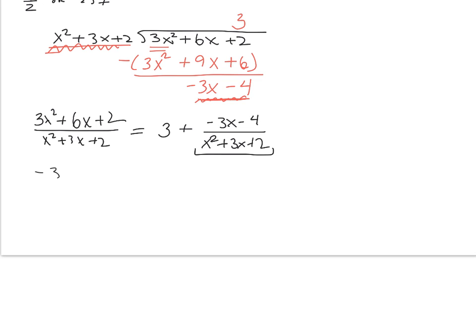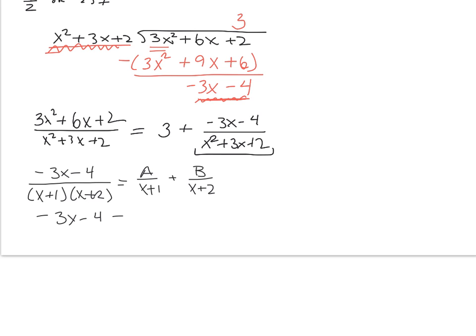So negative 3x minus 4, denominator factors into x plus 1, x plus 2. So that had to come from a over x plus 1 plus b over x plus 2, which gives us negative 3x minus 4 equals a times x plus 2 plus b times x plus 1. And now input clever things. To make the b go away, we're going to input negative 1.